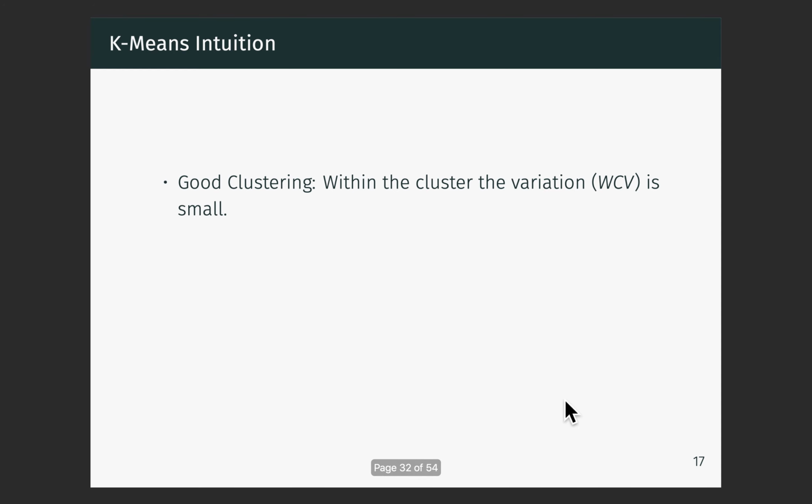So what I want you to work on in this is to first fix k, fix the number of clusters, and then look at different clusterings, and then tell which of them is the best. Unfortunately, I don't have an example right now to illustrate this, but the idea is that we want to choose a good clustering, and we say the clustering is good if the variation within the cluster is small.